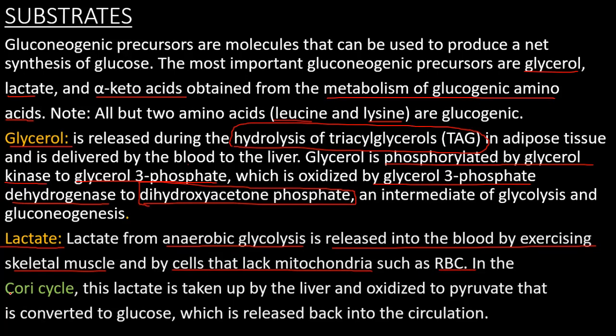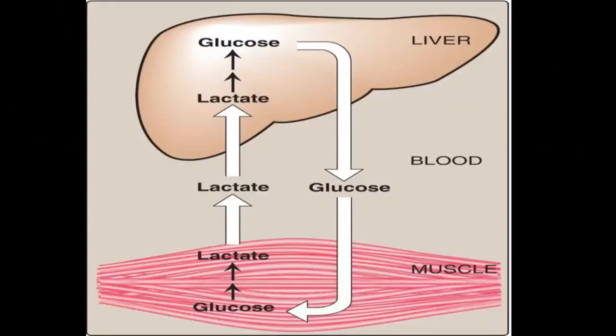Okay, now this lactate is taken up in the Cori cycle and is usually taken up by the liver and oxidized to pyruvate that is then converted to glucose. Okay, then it is released back into the circulation, the Cori cycle. This is the Cori cycle. You can see here lactate is being produced by the exercising muscle during anaerobic glycolysis. Then it is released into the blood and it is transported to the liver, where this lactate undergoes gluconeogenesis to form glucose, which is then released back to the blood and used up by the muscle again.